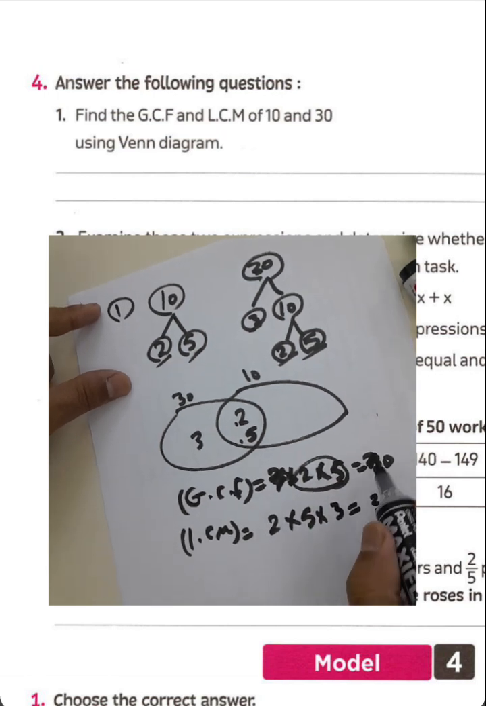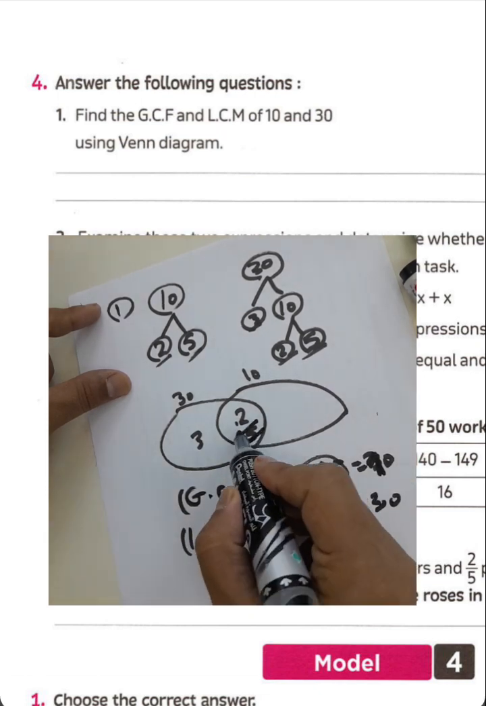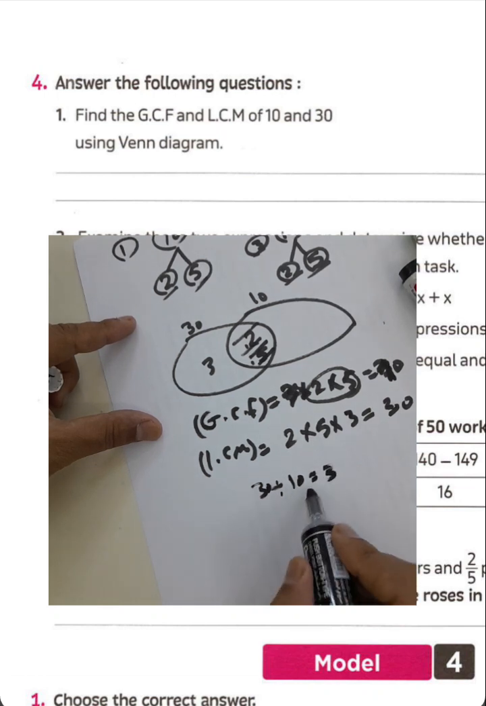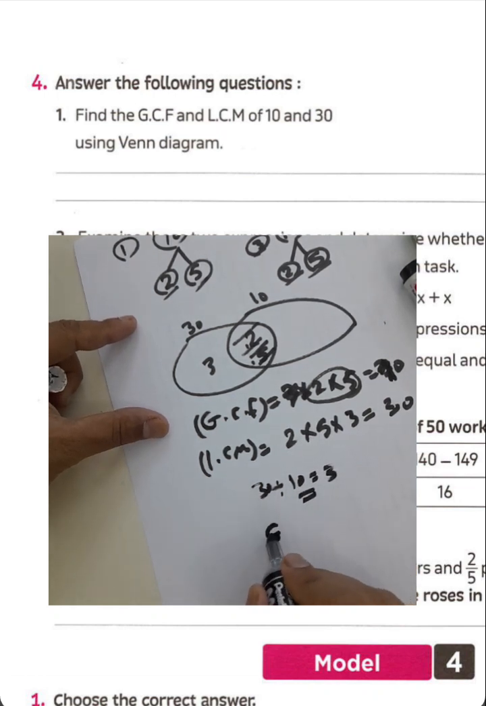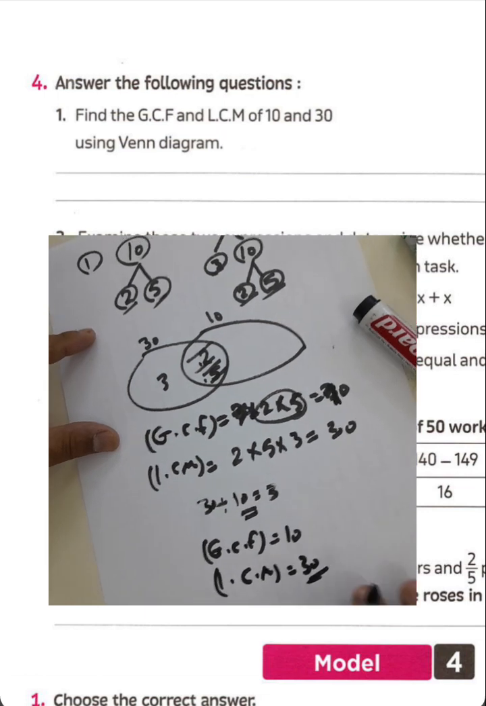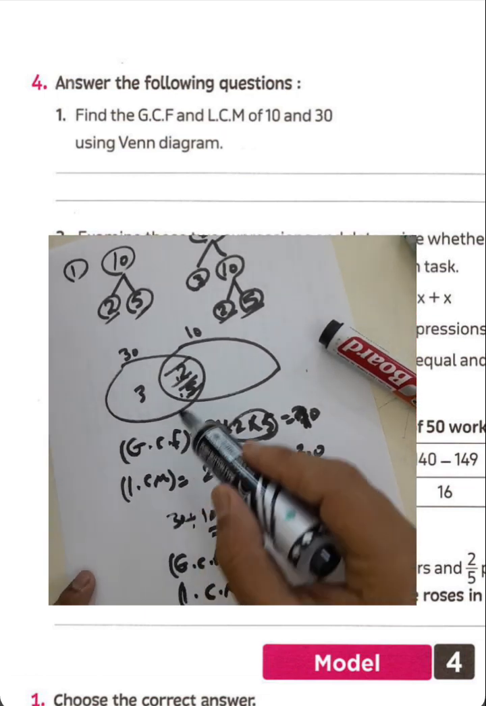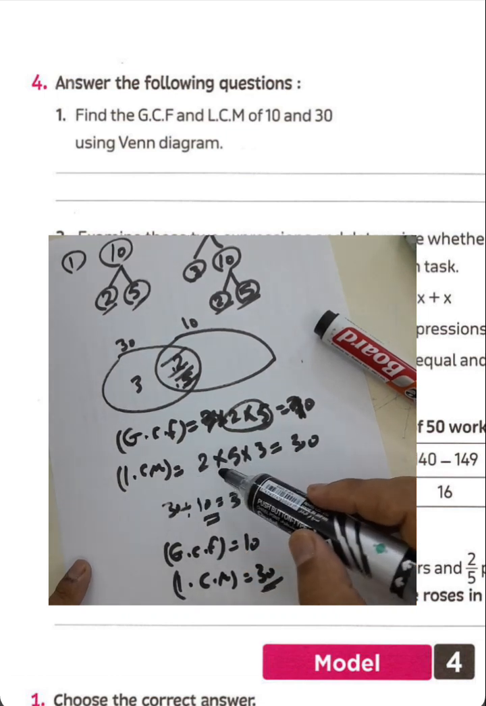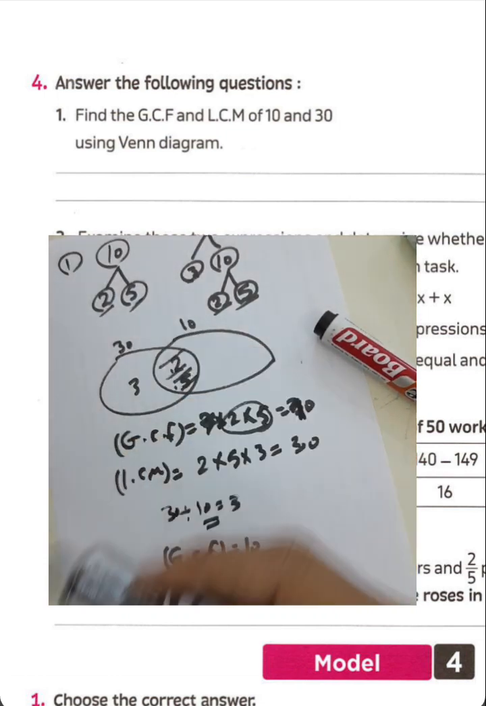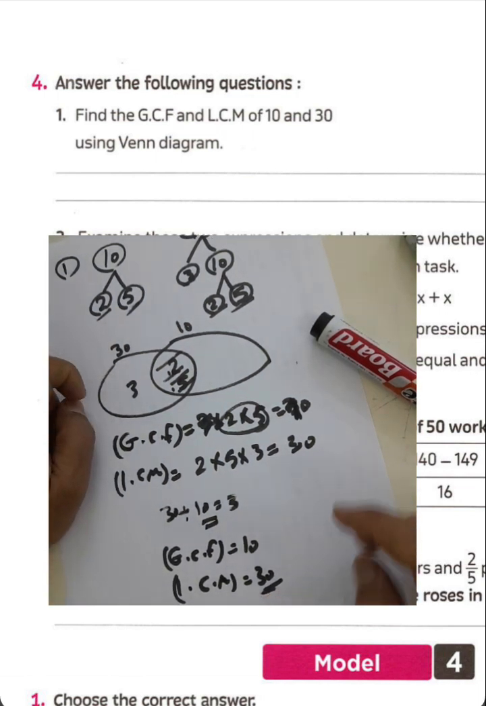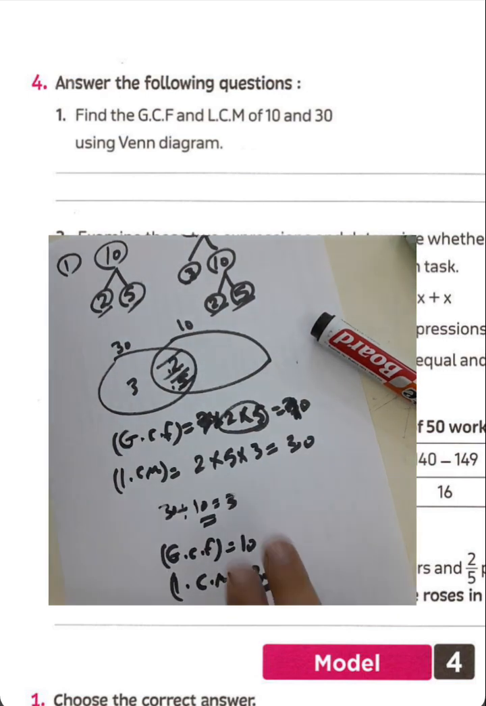Okay, see 10, trace one factor, this part. Or we know 30 can be divided by 10 equals 3. Then 10, we call it the greatest common factor, and the least common multiple, it will be 30. The greatest common factor will be 2 times 5 equal 10. And the least common multiple between the two numbers is 2 times 5 times 3, because 30 can be divided by 10. Then 30 we call the least common multiple, and 10 the greatest common factor between the two numbers. Okay.